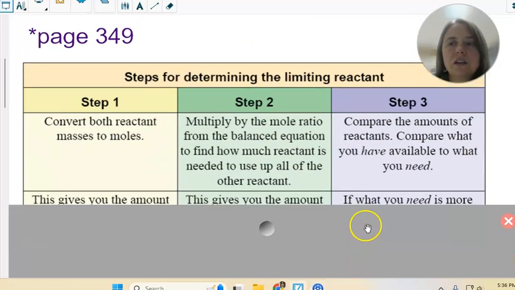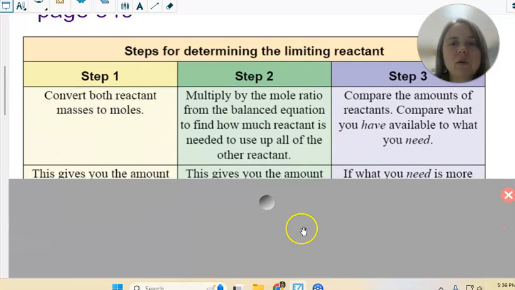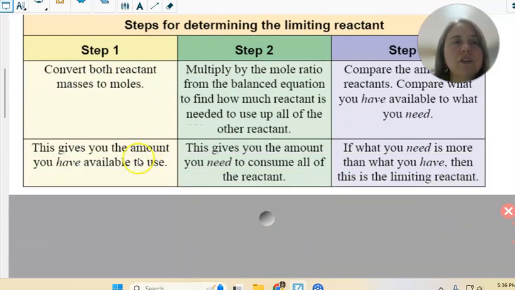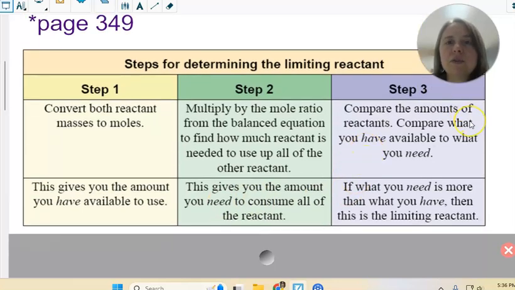So here is another graphic, steps for determining the limiting reactant. Convert both of the reactant masses into moles. And that's how much you have. And then use the mole ratio from the balanced chemical equation to find how much you need of each reactant. And then compare the amounts of the reactants. Compare what you have to what you need. If what you need is more than what you have, it's the limiting reactant. So if you need more than you have, you don't have enough, it's the limiting reactant.